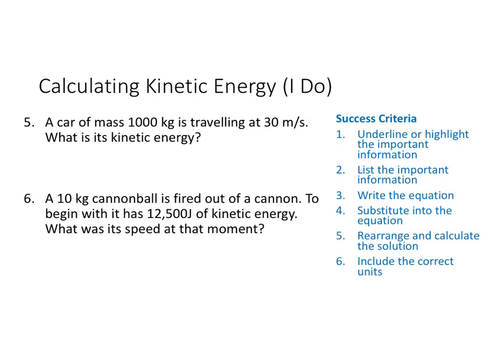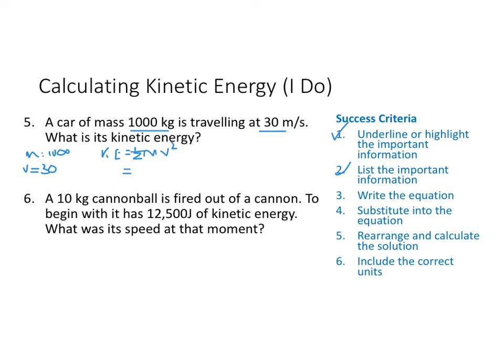Let's have a look at our problems. I hope I've left enough space here. A car of mass 1,000 kilograms is travelling at 30 meters per second. What is its kinetic energy? Underline or highlight. Let's underline here. We've got 1,000 kilograms and 30 meters per second. List the important information. So m equals 1,000, v equals 30. Write the equation: KE equals a half mv squared.